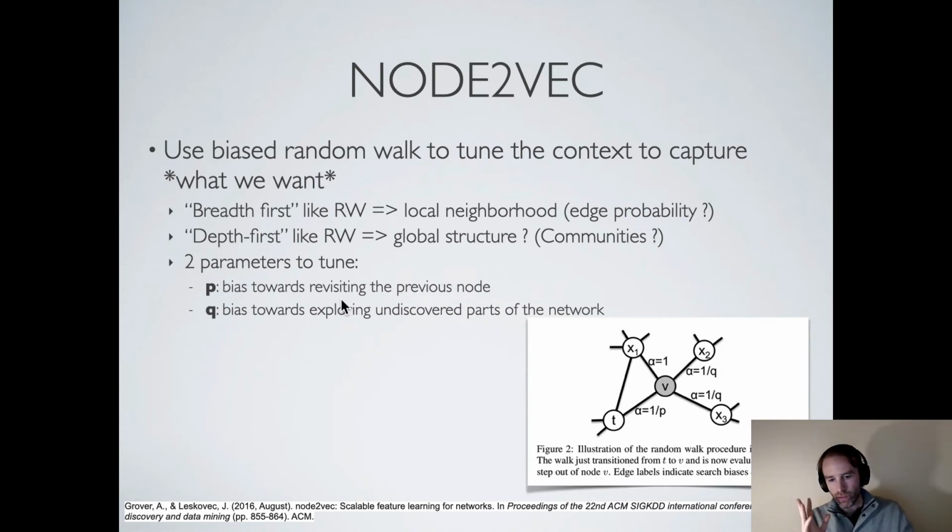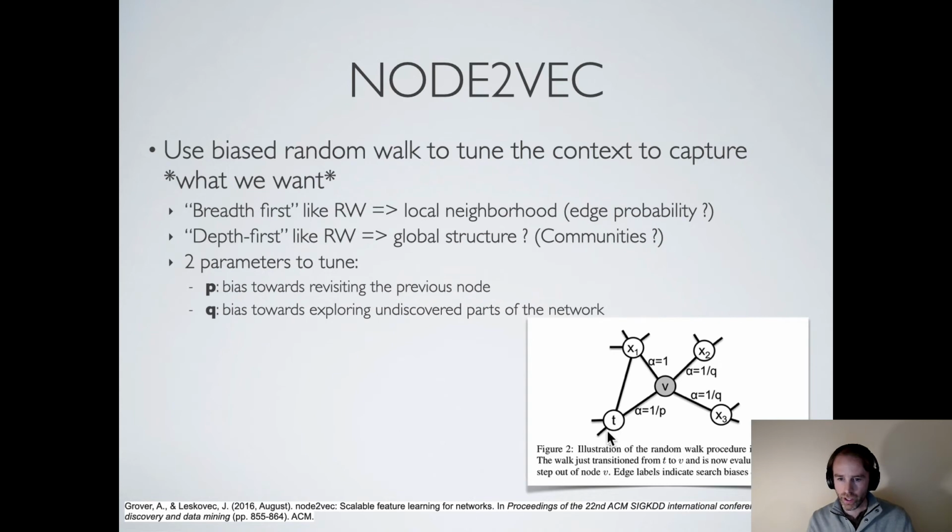So just what they introduced compared with DeepWalk is just two parameters called P and Q. And P is a bias towards revisiting the previous node, and the Q is a bias towards exploring undiscovered parts of the network. So you have a little illustration here.